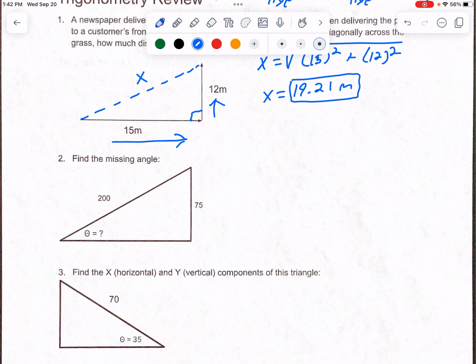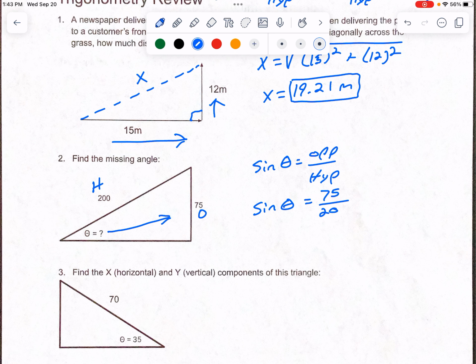Number two, find the missing angle. So we're looking for the angle right here. You have to make sure you can label your triangle with what you have. 200 would be your hypotenuse. 75 would be your opposite, because again, it's opposite of your angle. So I would look at my three trig functions. Which one has opposite and hypotenuse in the same one? That would be sine of your angle equals opposite over hypotenuse. So sine of my angle, I don't know my angle, so I'm going to leave it like that. Opposite would be 75. Hypotenuse would be 200.